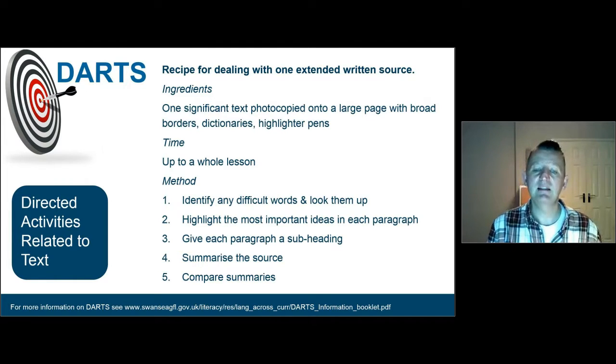The second thing is then to highlight the most important ideas in each paragraph. And obviously that's why it helps to be working in pairs, because the students can have a discussion about what is really important and why they think it's important. Once you've identified that, the children can then give each paragraph a subheading, something which captures the essence of what's going on in that paragraph. And then when they've done those things, they should be able to summarize the source itself.